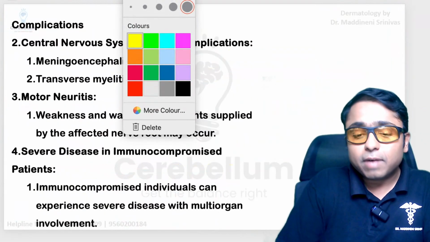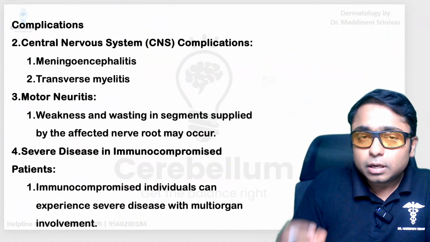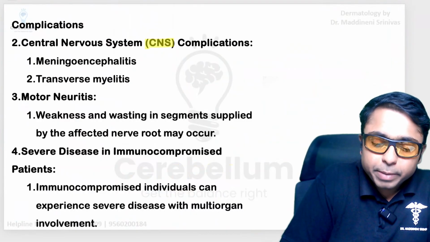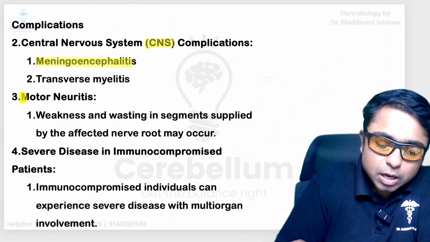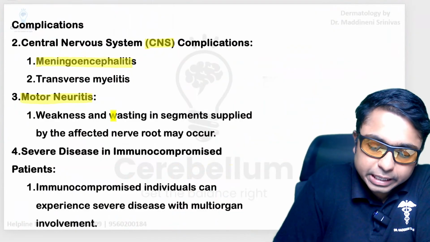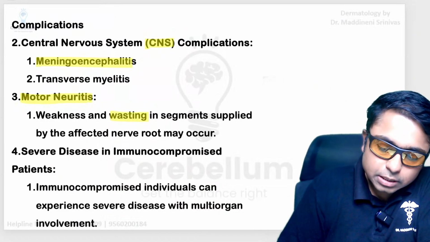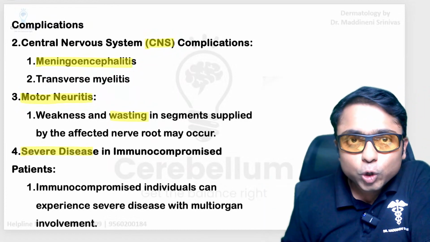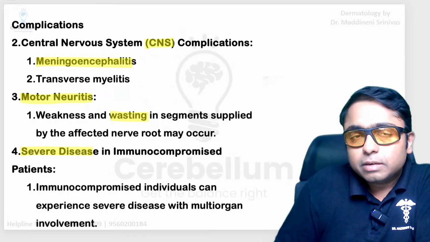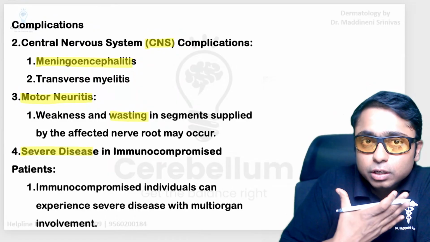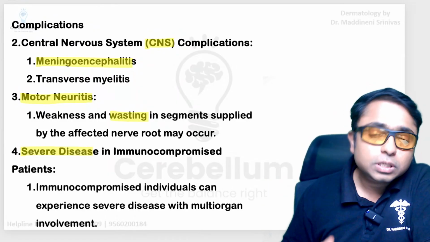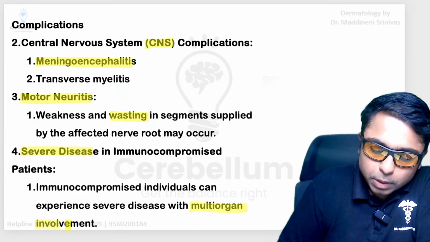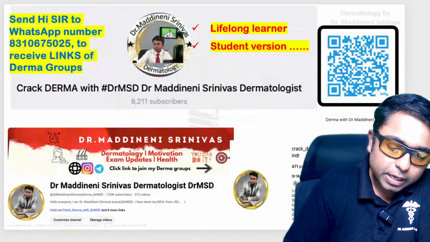And remember, just like varicella, chickenpox, the nervous system is going to be involved even in herpes zoster. So CNS complications can be meningoencephalitis and transverse myelitis. Motor neuritis is associated with weakness and wasting in the segments, that is the dermatomes, which are supplied by that particular nerve root. And severe disease can be seen in immunocompromised patients. What does a severe involvement mean? There can be generalized vesicular lesions almost involving the entire body, not just confined to one dermatome, and it can also lead to multi-organ involvement.